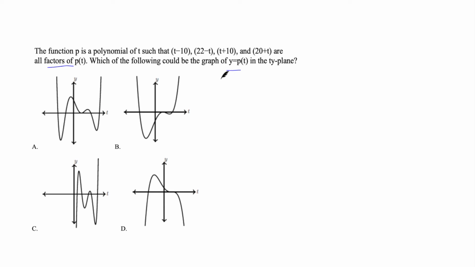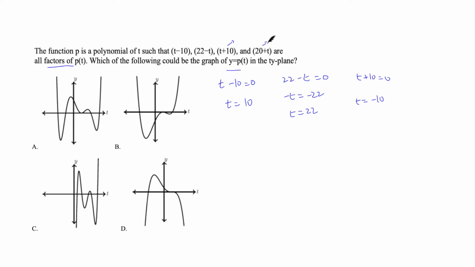Let's evaluate these first. So t minus 10 equals 0. One of the roots is t equals 10. The second factor is 22 minus t equals 0, minus t equals minus 22, t equals 22. This is our second 0 or root or x-intercept. The third is t plus 10 equals 0. That leaves us with t equals minus 10.